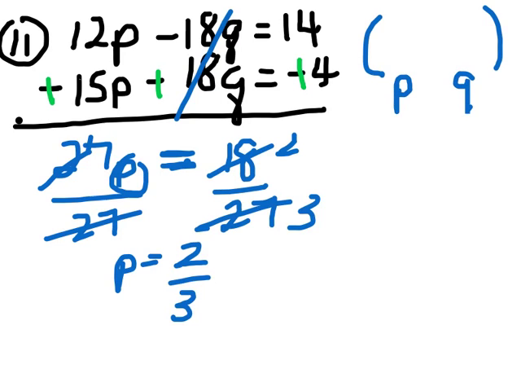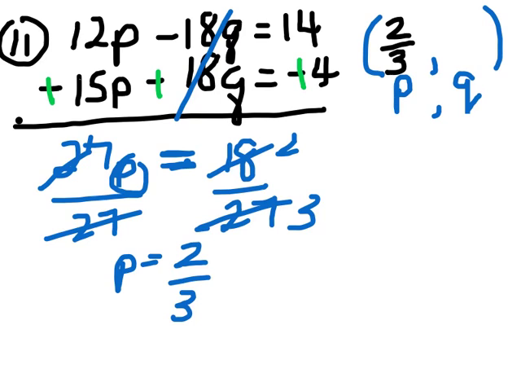Now when I go to write my answer, I got two variables, p and q, so I put them in alphabetical order. That's just the rule of thumb, unless you're told differently. You could be told your independent variable is q and your dependent variable is p, and you might have to do some things, but just normally in our world, we just put them in alphabetical order. P is 2/3, so I'm going to stick it in right here.